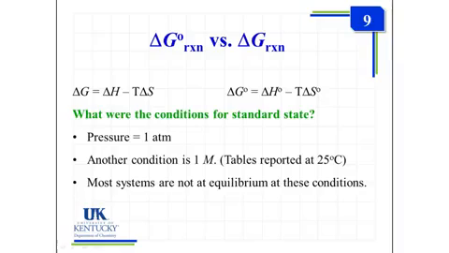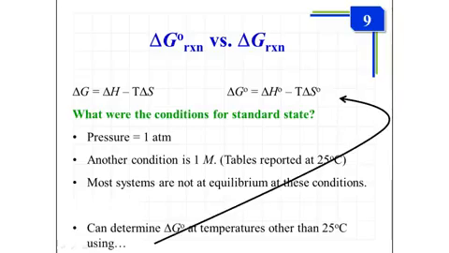Now, if you wanted to know a standard delta G at a temperature other than 25 degrees Celsius, then this is the equation that we would use. You would look up in tables the delta H standard and the delta S standard, and these values don't change very much with temperature. Delta G is very affected by temperature.